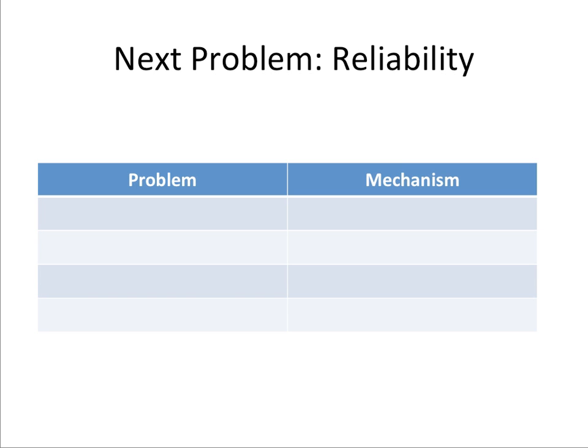So the next problem we're going to talk about is reliability. So far we talked about how to do multiplexing, how to demultiplex, and how to do a limited amount of error detection using checksums, right? So next we're going to talk about reliability. So let's say the problem is dropped packets. What can we do to ensure reliable delivery of packets?